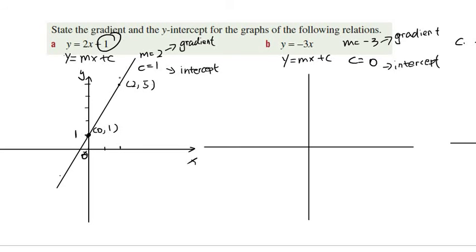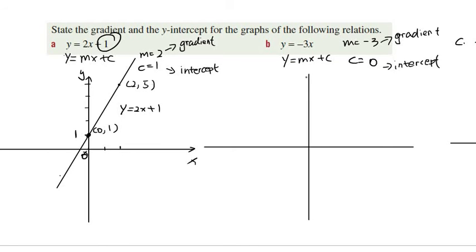Now, after you have drawn the graph, make sure that you have your 2 points labeled, and also label your equation. So always write the linear equation, the actual formula, on your graph to get full marks.